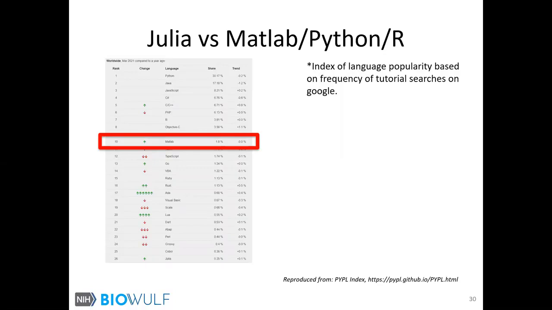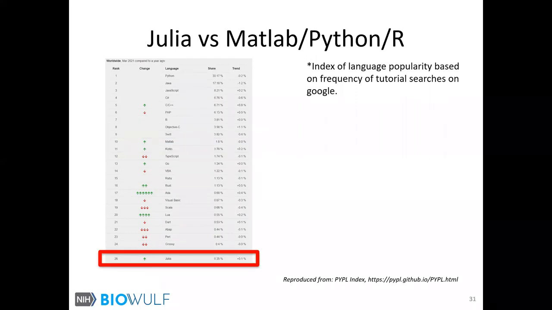This is in the past year. This is in the year that ended in March 2021, so very recent. But we can also see Julia in place number 26 with 0.35%, even though 0.35% popularity doesn't seem that big. It is a big deal to rank 26 among the most popular computer languages worldwide, according to this index.